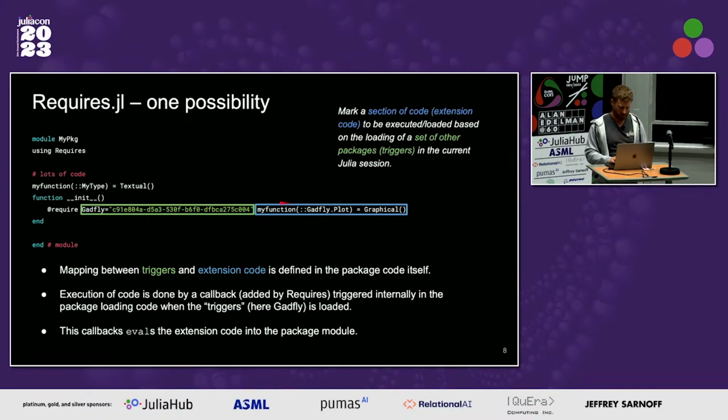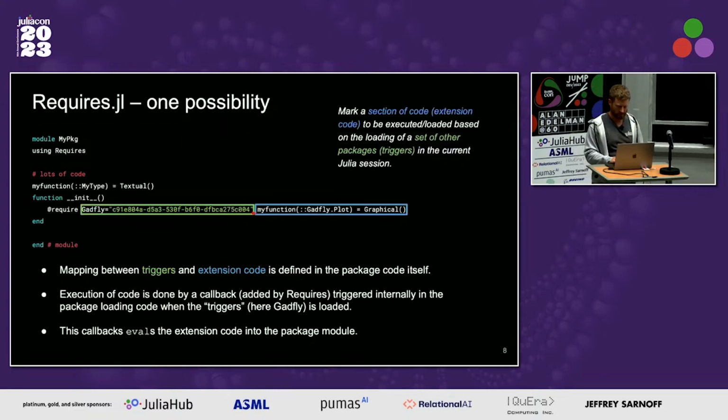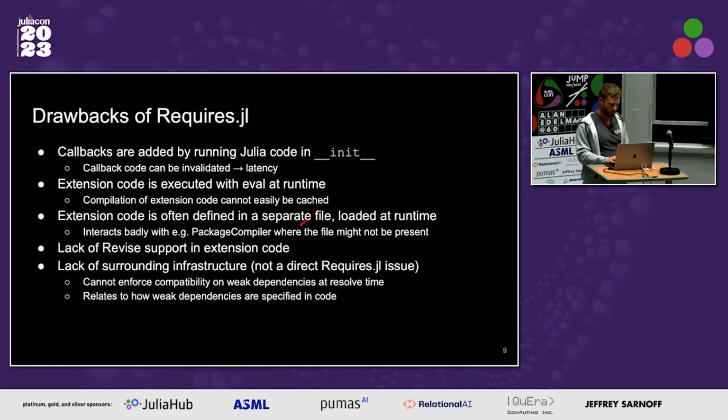So the code that's here is going to be evaluated every time Julia starts. So it's then hard to cache it, so you have to compile it every time. The extension code is often defined in a separate file that's loaded at runtime. So many times, instead of having the code there, there's an include statement with the file. But if you're using a package compiler, you're just bundling all the code, and maybe the file does not exist anymore.